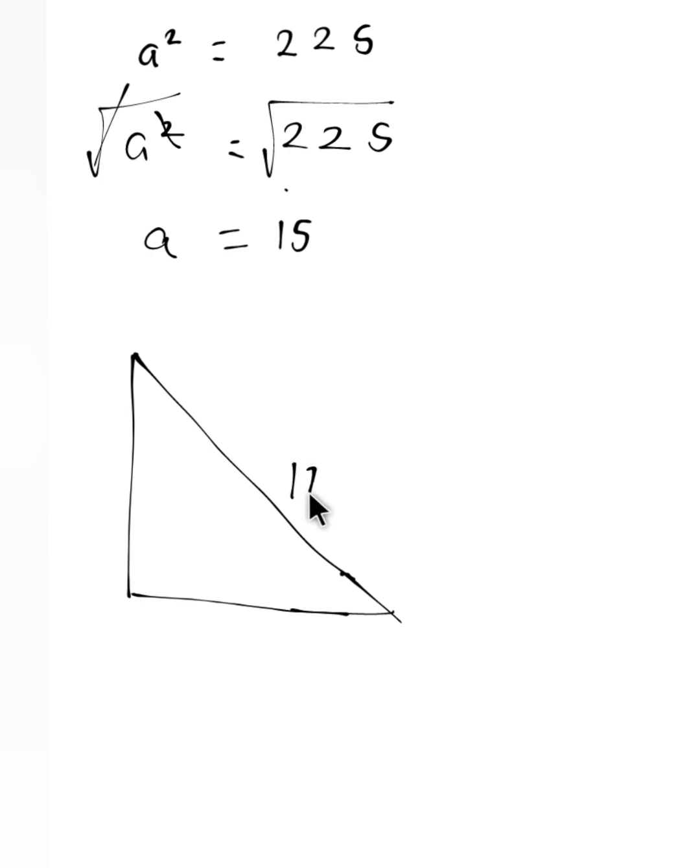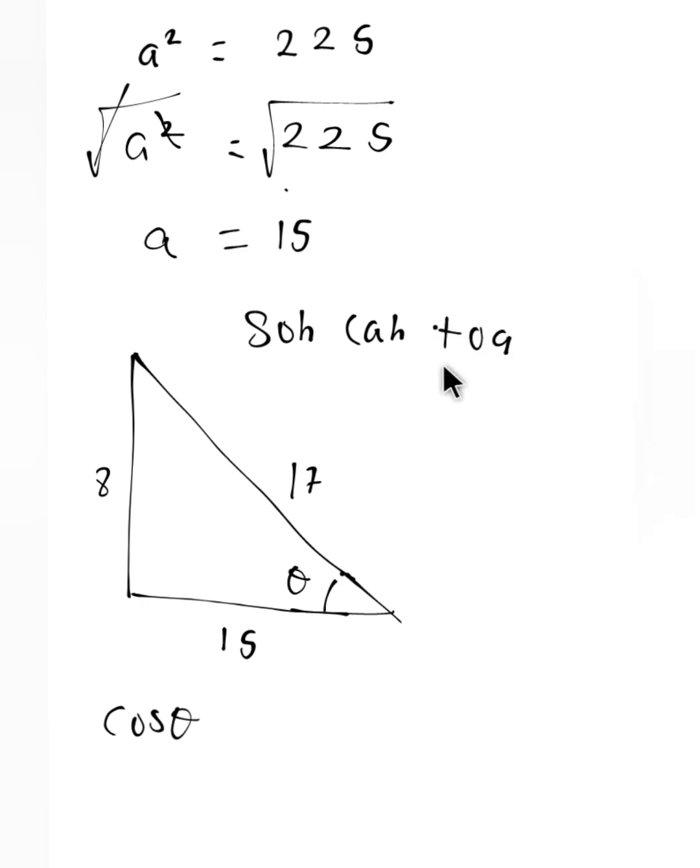The longest side is 17, which is the hypotenuse. Opposite is 8, and the adjacent is 15. What are the trigonometric ratios we are looking for? From the question, we have to find cos theta. Now, let's remember SOHCAHTOA: cos theta is AH, which is adjacent over hypotenuse. And this will give us adjacent is 15.